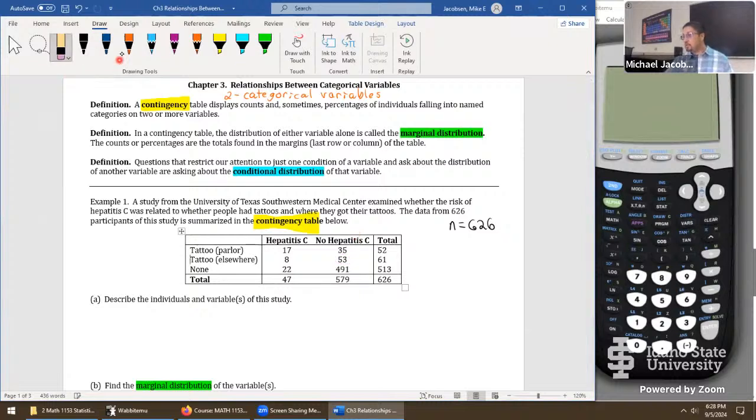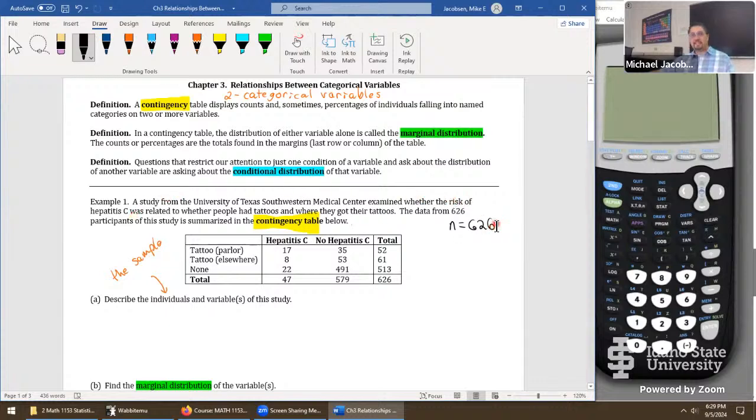Okay. So looking at this, it says describe the individuals. Let's start right there. The individuals is just really asking us about the sample. Whether they have hepatitis C or not. Absolutely, but it's trickier than that as well because it also includes people that didn't have tattoos. So we have to say everything all together. That's probably where I would start too. We could say, what are the individuals? What do we know about these people?